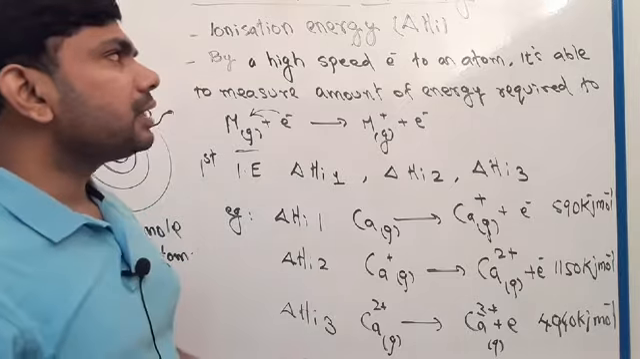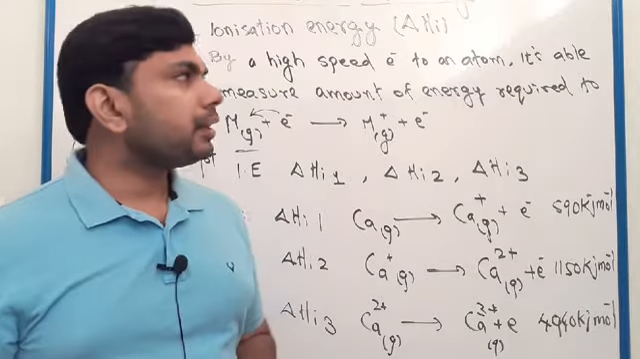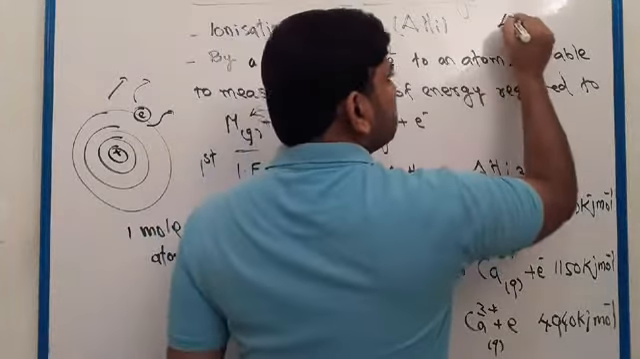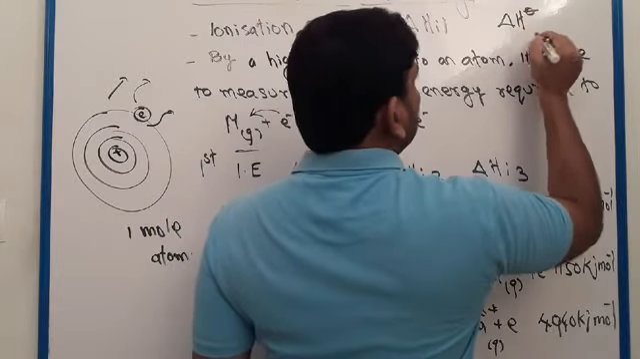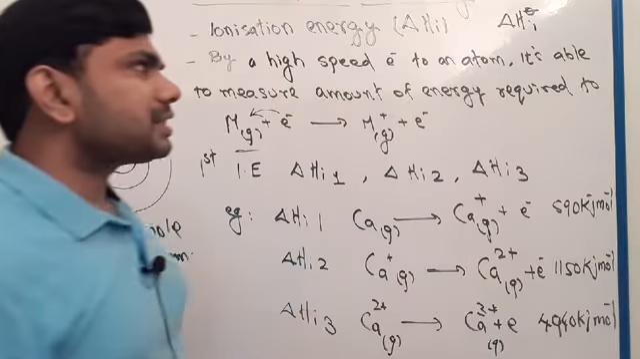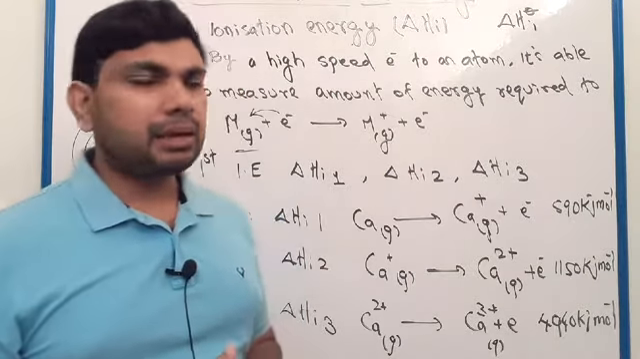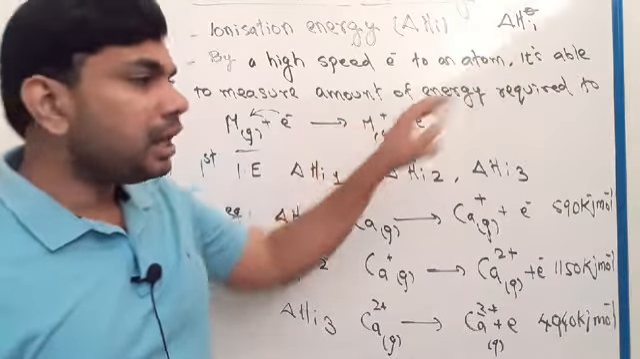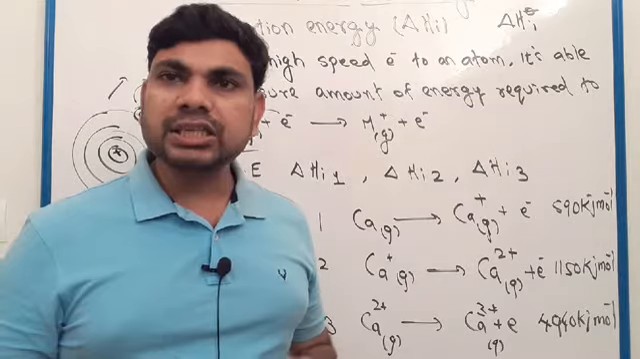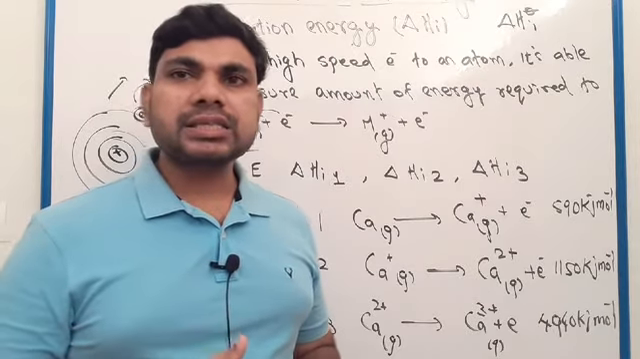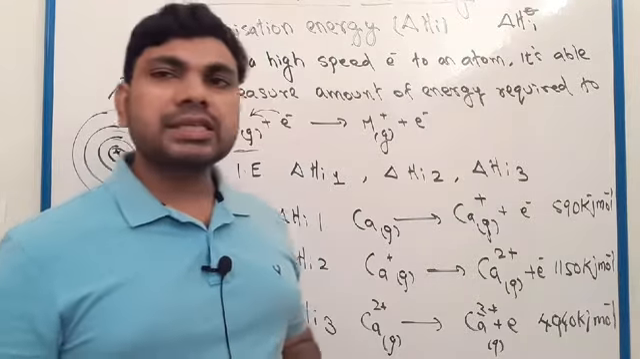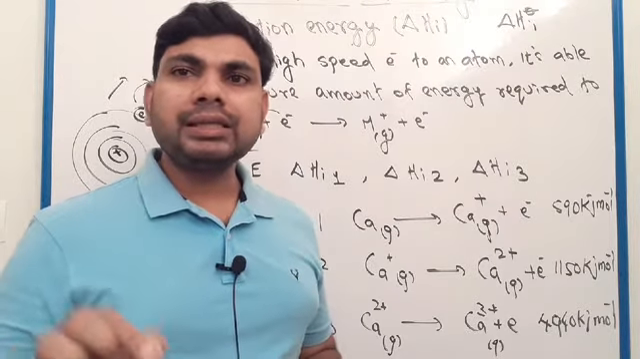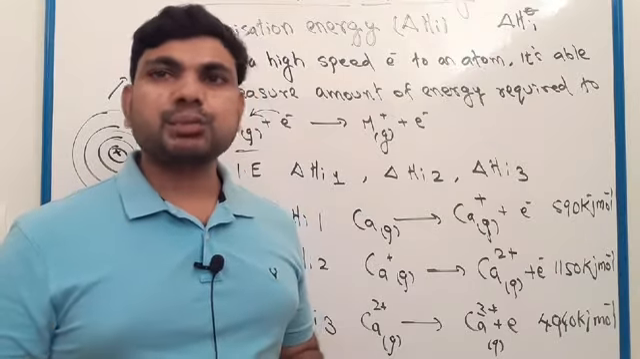Delta Hi means ionization enthalpy. Also this one, delta H standard, represents standard ionization enthalpy. Standard ionization enthalpy means this process takes place at standard conditions: 25 degrees Celsius or 298 Kelvin and 1 atmospheric pressure.